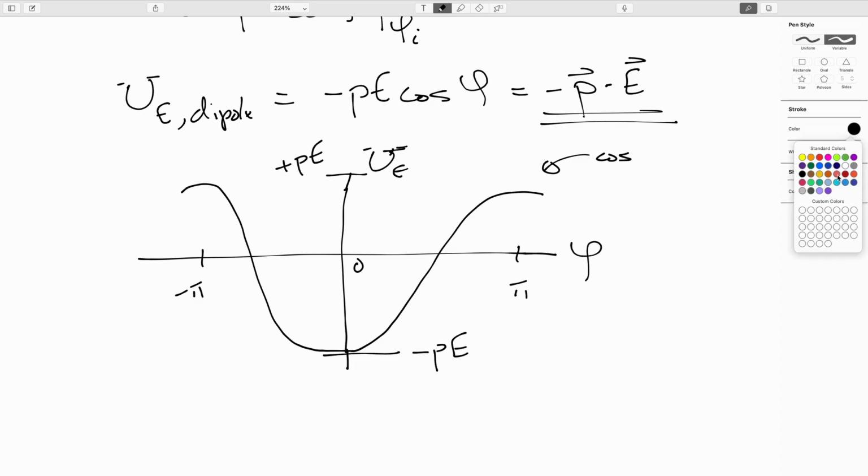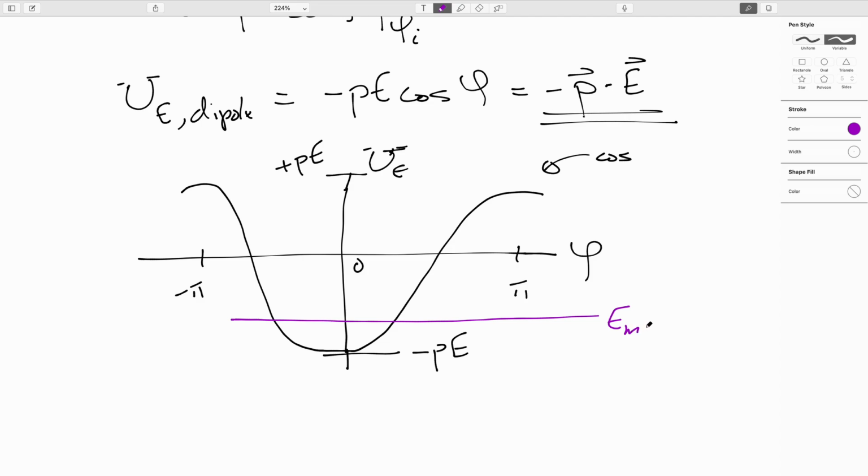And then as long as I don't give it too much rotational kinetic energy, let's say we make the total mechanical energy this much, then these will be our turning points here. And our dipole will be executing harmonic motion between whatever these angles are here.